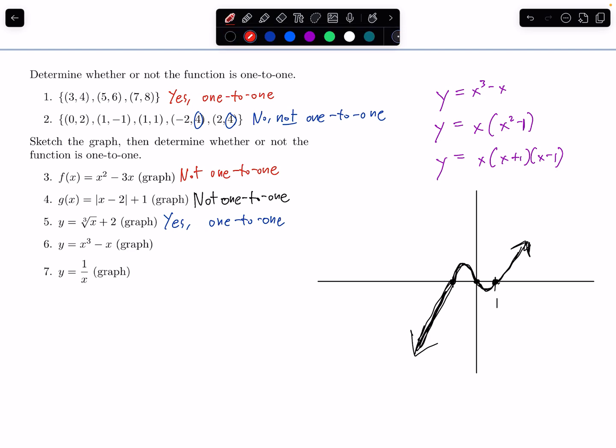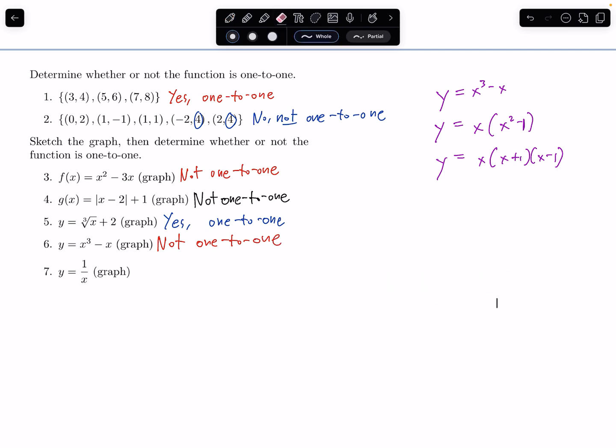Okay, now looking at this graph, there's a whole bunch of spots where if I was to draw a horizontal line, I hit more than once, right? And in fact, right at the x-axis, I hit 3 times. So it fails the horizontal line test, meaning no, not 1 to 1.